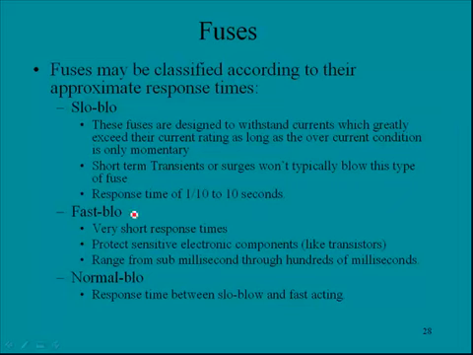Then there is the fast blow. These have a very short response time. They protect sensitive electronic components like transistors. They range from sub-millisecond through hundreds of milliseconds. So these could be less than a millisecond of time in the response. They're very fast. And then there is normal blow, with a response time between slow blow and fast acting. So this would be in between the slow and the fast.